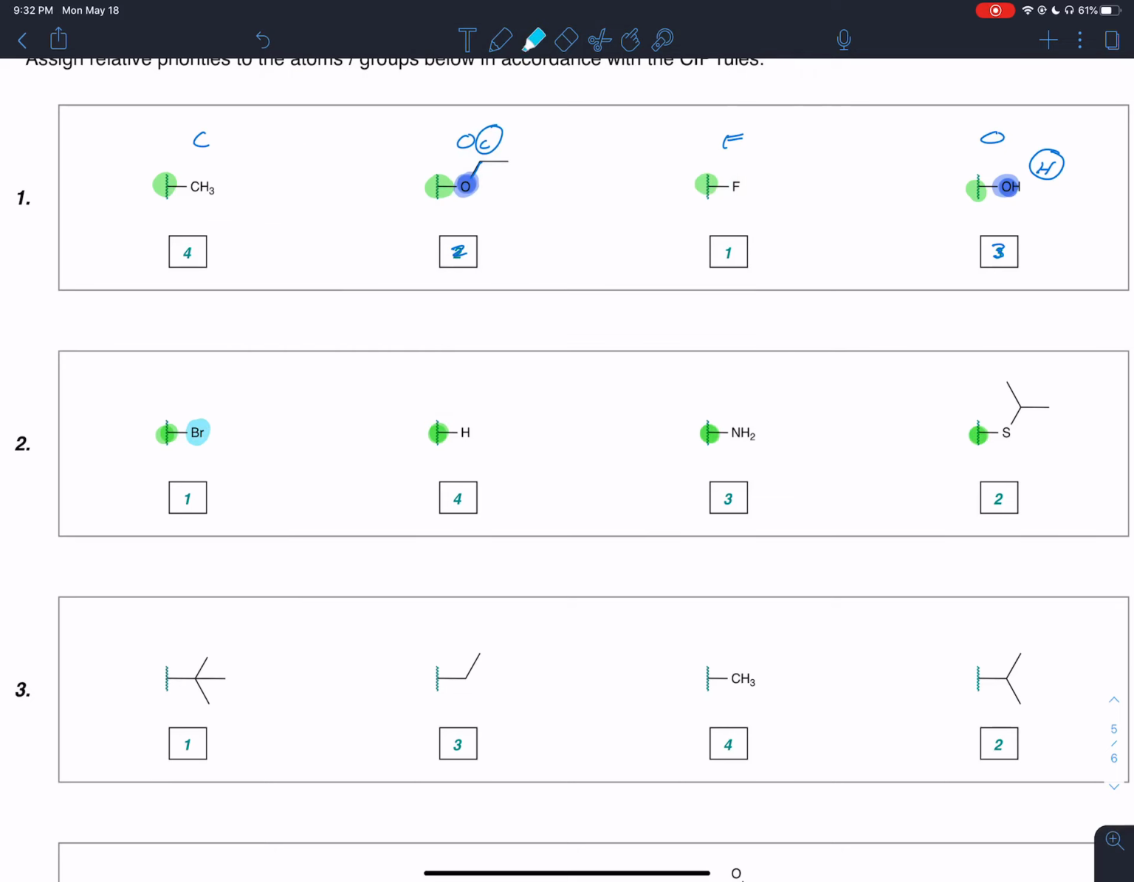So first and foremost, we're looking at the atom directly attached. Okay, and here bromine is the highest atomic number. Therefore, it is priority 1. Hydrogen is the lowest atomic number atom, so therefore it is the lowest priority, priority 4. Then between nitrogen and sulfur, sulfur is a higher atomic number atom. It's 1 periodic row below nitrogen. It will be priority 2, and the third priority is our nitrogen atom.